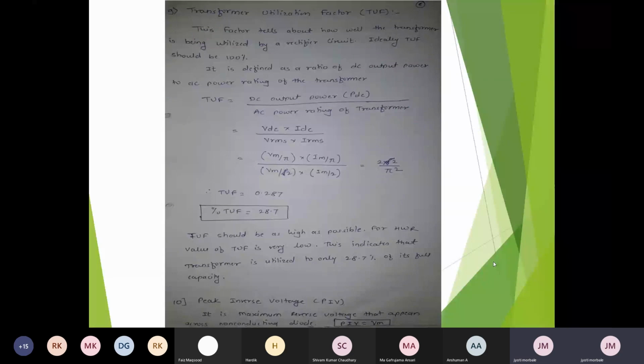Next is transformer utilization factor. This is also important. This factor tells us how well the transformer is being utilized by the rectifier circuit. Ideally, this factor should be very high. It should be 100%. Practically, वो थोड़ा ज़्यादा चाहिए. Now, transformer utilization factor is defined as the ratio of DC output power to AC power rating of the transformer. So, transformer utilization factor is equal to output power PDC upon AC power rating of the transformer.